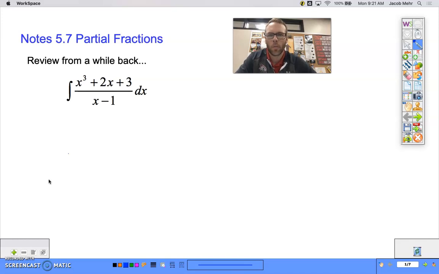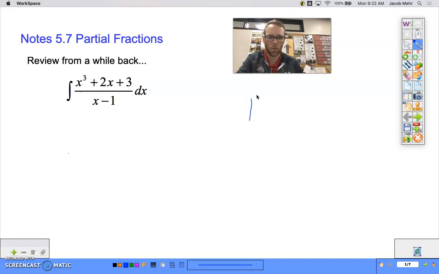All right, hi everybody. We're going to start off today's lesson with a review from a problem that we've done quite a while ago. So when we take a look at this integral, we have x cubed plus 2x plus 3 over x minus 1. The degree of the numerator is more than the degree of the denominator. Now, what we did when we encountered this is we actually did this division. We took x cubed plus 2x plus 3 divided by x minus 1.